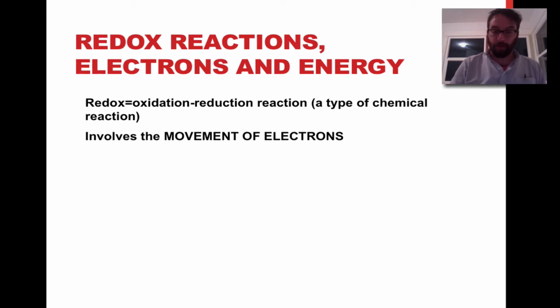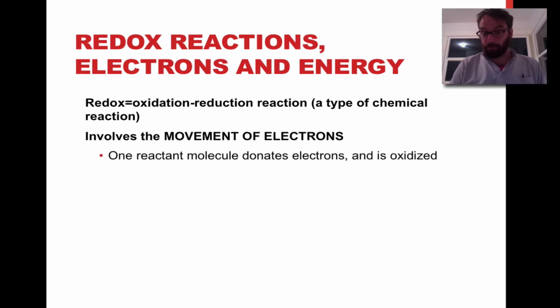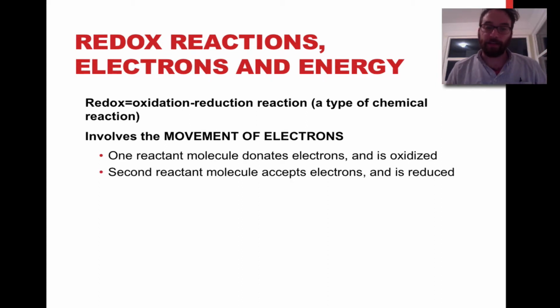All right. One reactant in the reaction donates electrons, and that molecule is said to be oxidized. Hence the oxidation in oxidation reduction. The second reactant molecule accepts the electron and it is reduced. Okay, so you talk about things being oxidized when they donate electrons, things being reduced when they gain electrons. Even though you're gaining something, you're reduced because electrons have a negative charge, so your charge goes down.